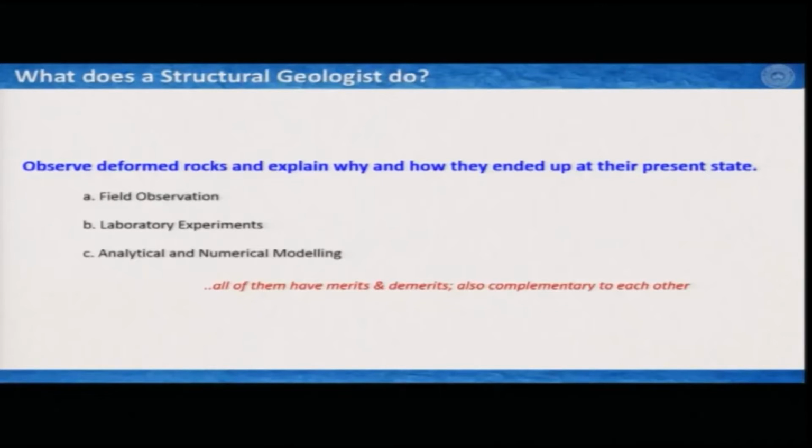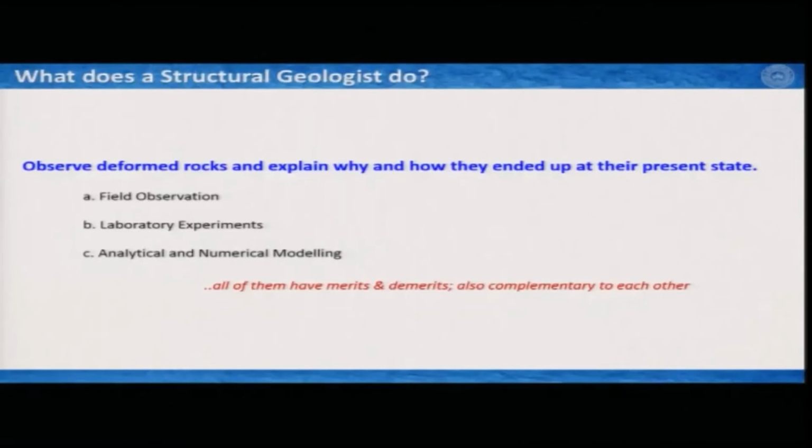Now, in this lecture we will mostly cover the different ways to observe and interpret a rock structure. So, the question we would ask mostly today is what does a structural geologist do, or what are the different processes a structural geologist follows to interpret a rock structure. Essentially, a structural geologist observes deformed rocks in a very intelligent way and explains, with scientific observations and evidence, why and how they ended up at their present state.